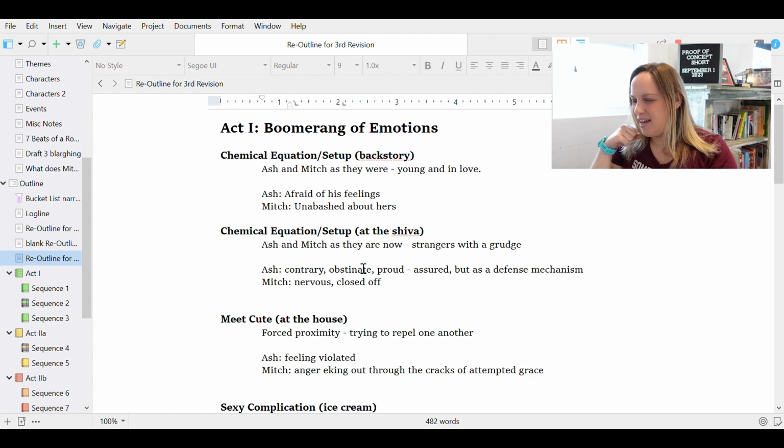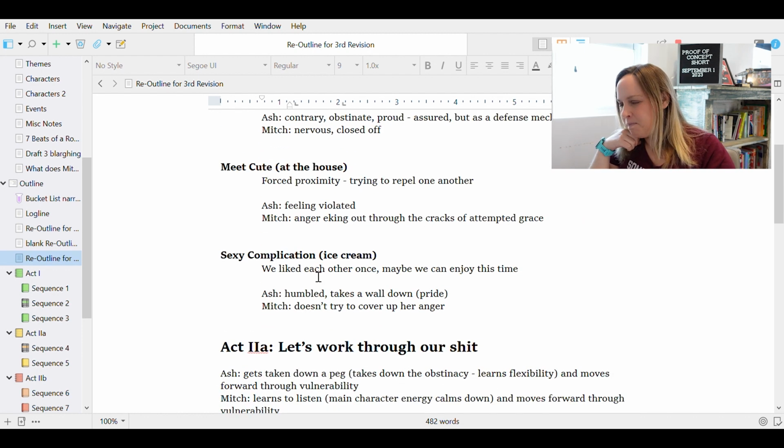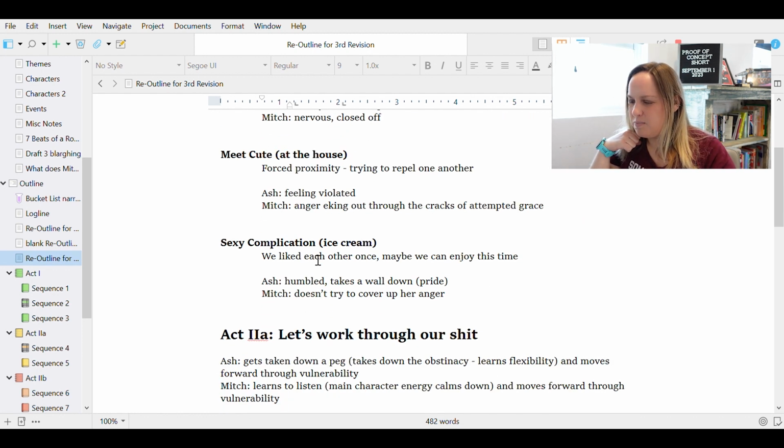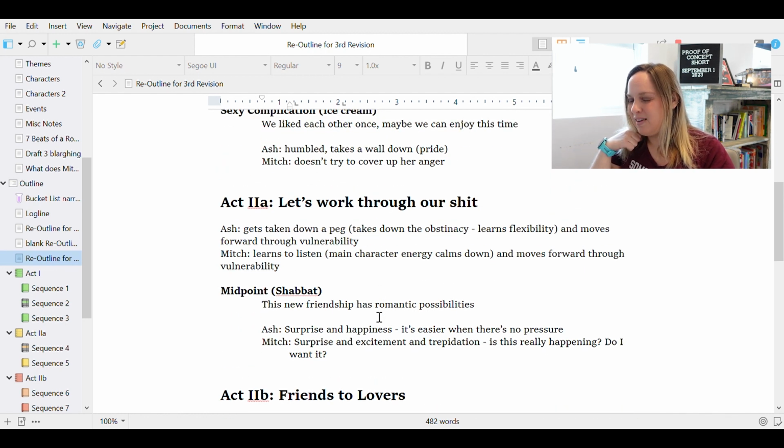I didn't really feel like I needed to create a theme for Act 1 beyond this boomerang of you're young in love, you hate each other, you try to repel each other. I don't know, the boomerang comes back. Maybe we like each other. It all feels like it tracks. But Act 2A, there's only one beat in Act 2A, and that's the midpoint. And especially because Act 2 is the act that I got the note on, I decided to create a general roadmap for how these 30 pages are going to go.